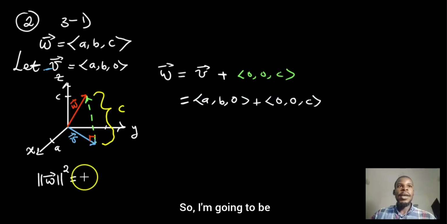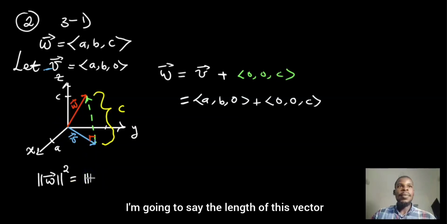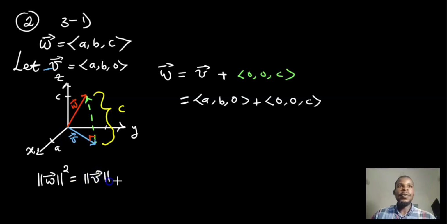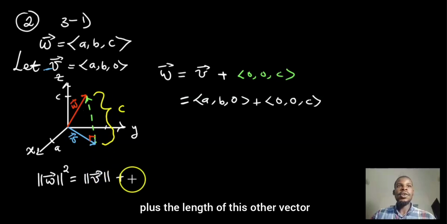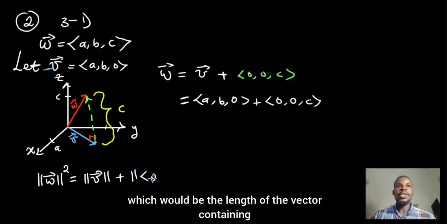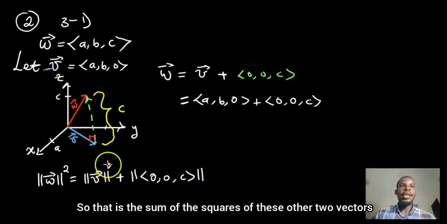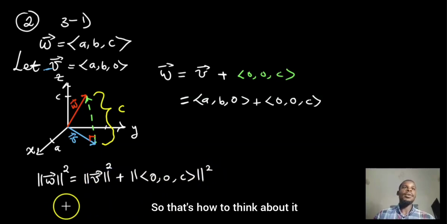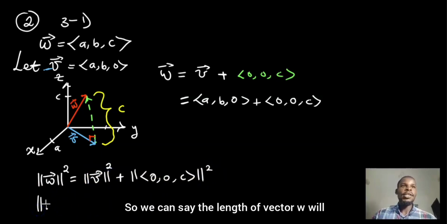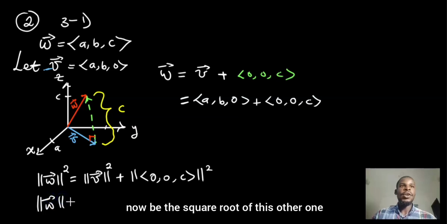So I'm going to have to be careful with this. I'm going to say the length of this vector plus the length of this other vector, which will be the length of the vector containing only C, that is 0, 0, C. Good. Okay, so that is the sum of the squares of these other two vectors. So that's how to think about it. So we can say the length of vector W will now be the square root of this other one.